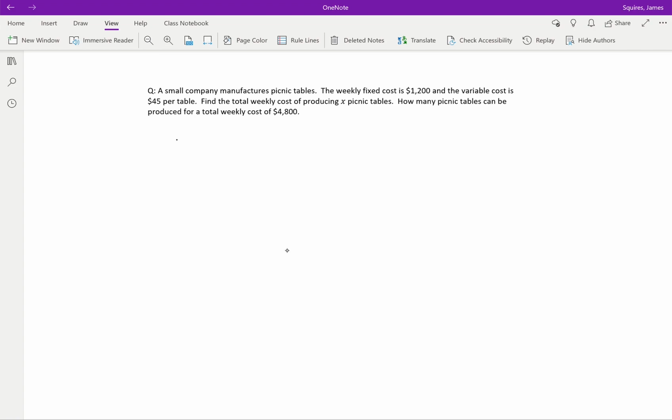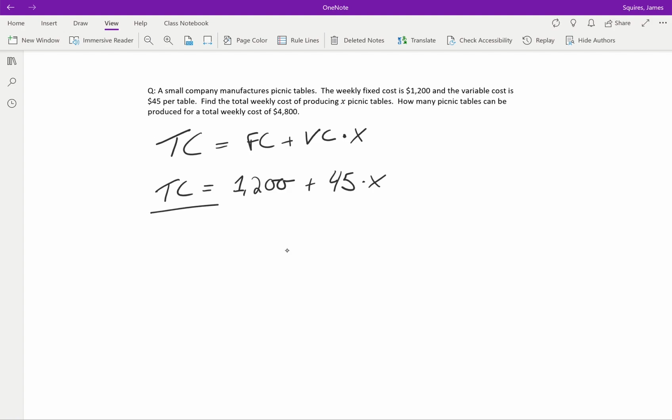So our total weekly cost, TC, which represents total cost, is going to equal the fixed cost per week plus what we call the variable cost, that would be the $45, times the number of units that they produce. So total cost in this case will equal 1,200 plus $45 times the number of tables that they produce. So we have written the total cost of production in terms of how many picnic tables we make.